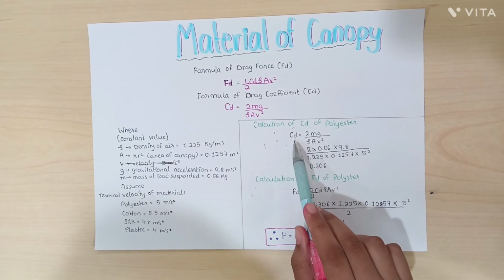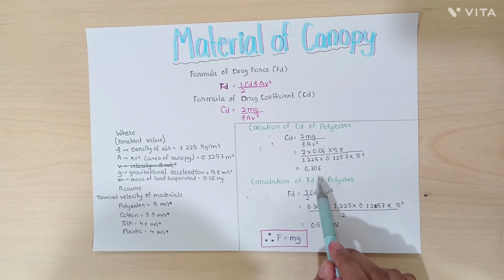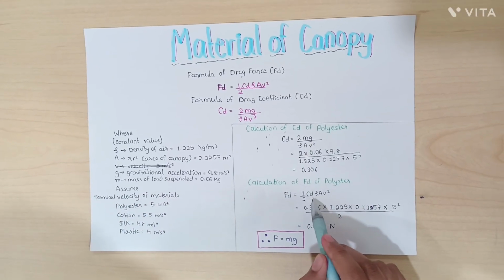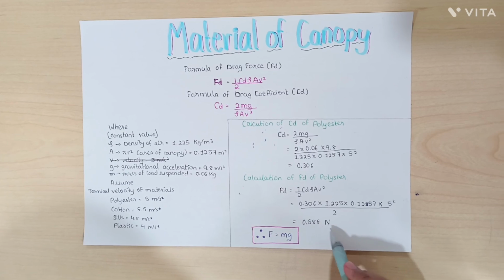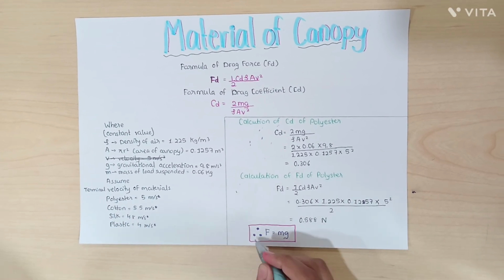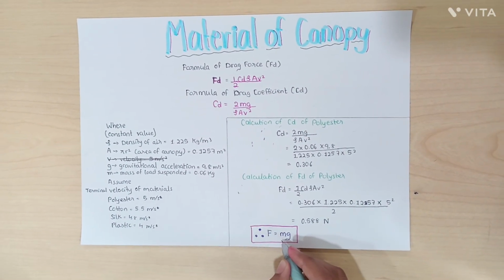0.306. Now that CD will be substituted into the formula of FD. After substituting the values, we'll get FD is equal to 0.588 Newton. This is the same as FD is equal to mg.